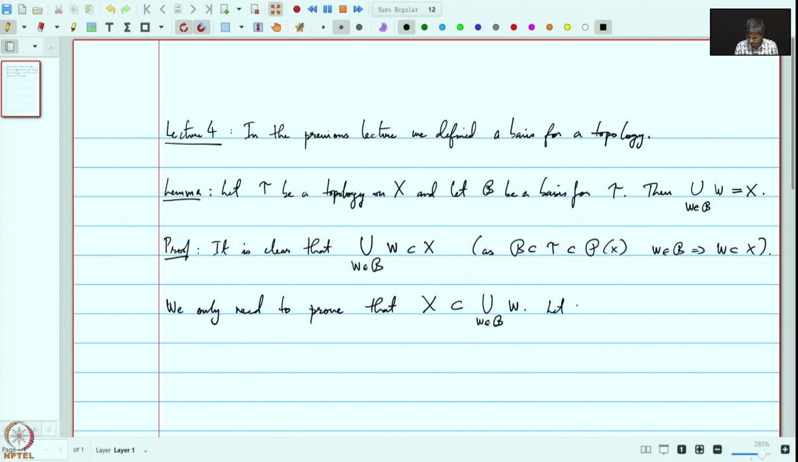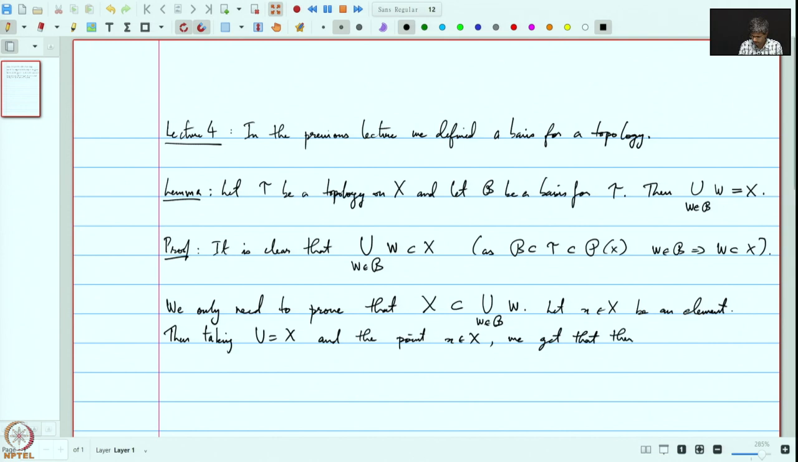So let x in X be an element. Then taking U equal to X and using the defining property of the basis, and the point x in X, we get that, note that U equal to X is in tau. Therefore, we can use the defining property of the basis.